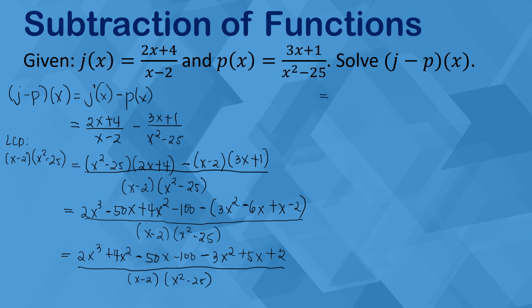Okay, so let's combine like terms. We have here 2x³, 4x² minus 3x² is x², negative 50x plus 5x is negative 45x, and negative 100 plus 2 is plus 98. Over, we multiply the two binomials in the denominator as well. We shall have then x³ - 2x² - 25x + 50. Okay, so that is the difference of J and P of x.